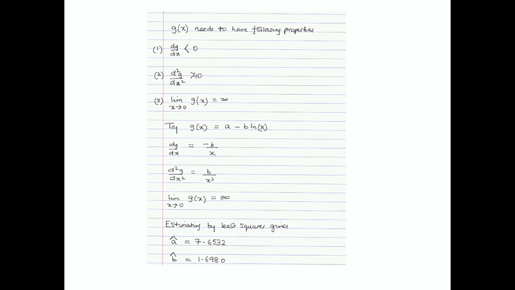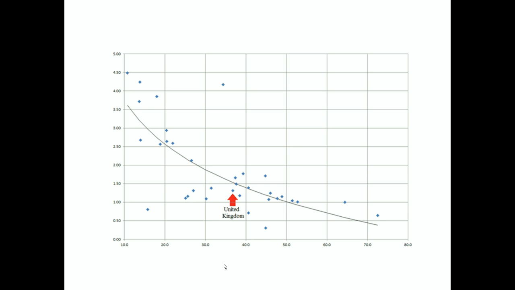If I apply least squares, I can estimate a and b and get the following estimates here. A hat equals 7.6532 and b hat equals 1.6980. So those are the estimates that I'm going to try out to fit to the function. So in this slide, this is the actual estimated function here shown by the solid line with these estimated parameters, and we can see that it fits the scatter reasonably well. It's got exactly the sort of shape that I wanted to capture in the function.